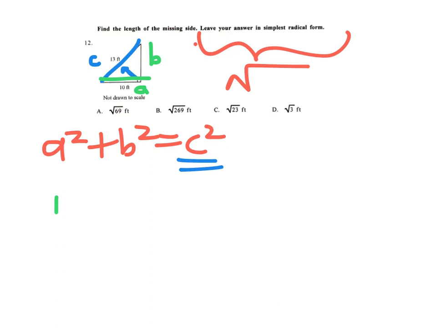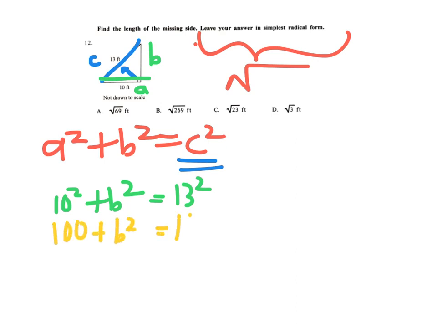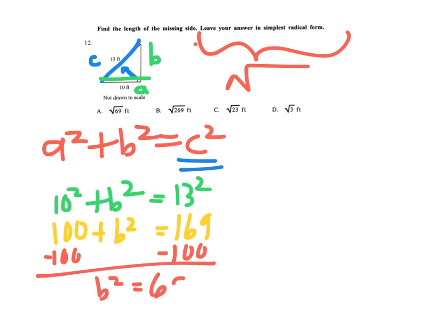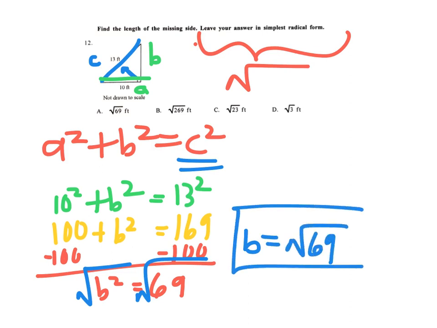So a is 10, so I have 10 squared plus b squared equals 13 squared. When I simplify that, I get 100 plus b squared equals 169. And then we need to move our 100 to the other side, so we're going to subtract 100 from both sides. And when I do that, I get b squared equals 69. We need to take the square root to get b by itself. When I do that, I get b equals the square root of 69, which is going to be my answer. Again, we're leaving it in simplest radical form, so we're not taking that square root. And this is going to be our answer.